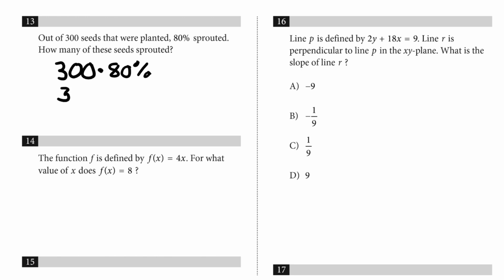We need to turn 80% into a decimal, which becomes 0.8. And 300 times 0.8 is 240. So 240 seeds sprouted out of the 300.